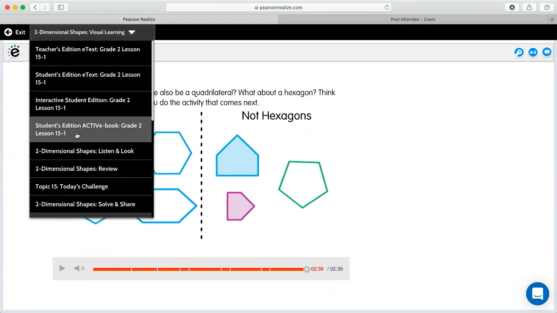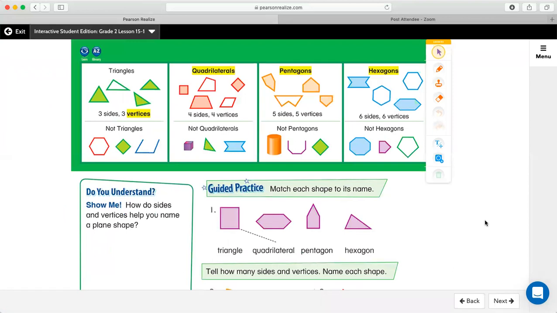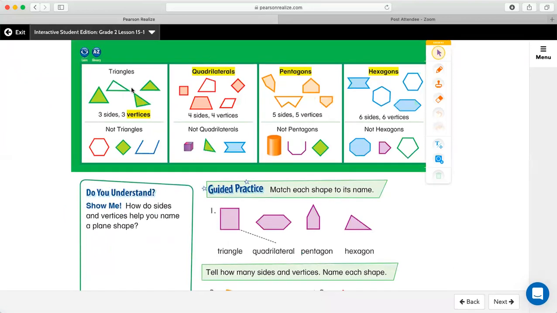All right, so if we go back to your math packet, I believe your packet is yellow, and mine is showing up green, but yours is the yellow part of the packet. Up at the top, it gives you a nice chart that shows you triangles, quadrilaterals, pentagons, and hexagons. It shows you examples, how many sides and how many vertices. And then it also shows you shapes that are not triangles, not quadrilaterals, not pentagons, or not hexagons.